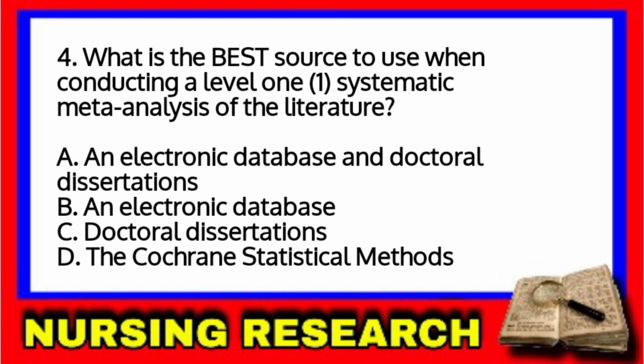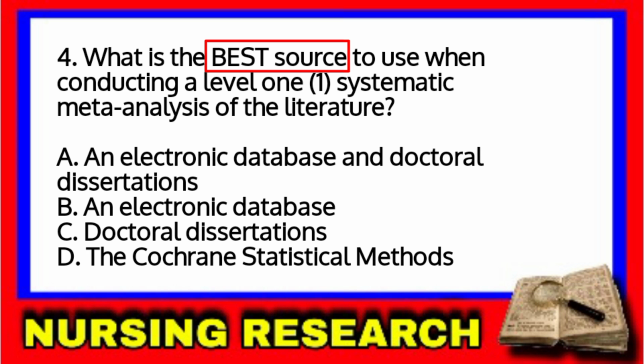Then next, for question number 4, what is the best source to use when conducting a level 1 systematic meta-analysis of the literature? A. An electronic database and doctoral dissertations. B. An electronic database. C. Doctoral dissertations. D. The Cochrane Statistical Methods. Okay? So, ang hinahanap po natin sa ating number 4 is the best source. So, alin dito ang best source natin?